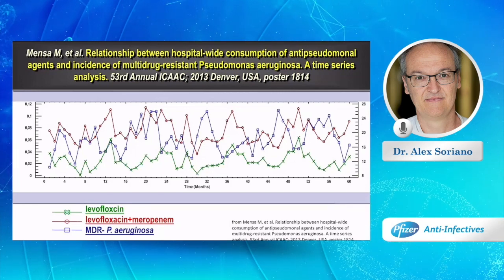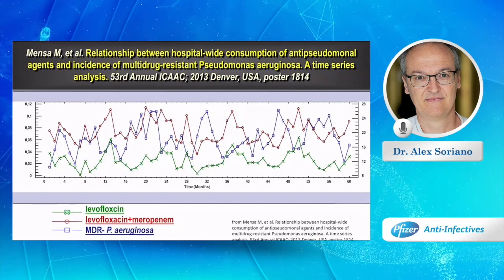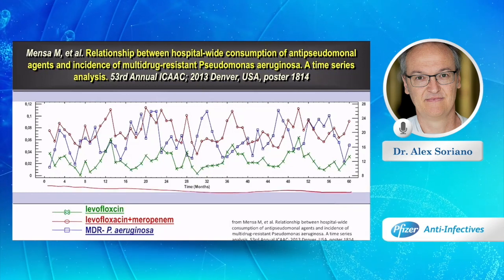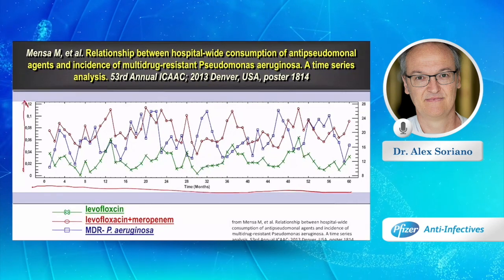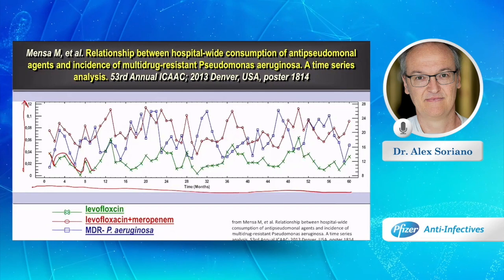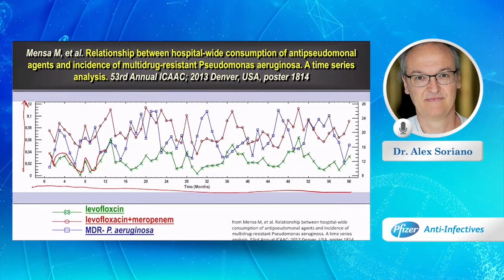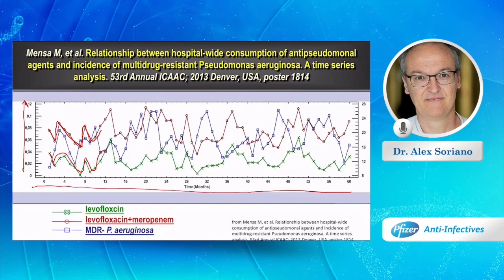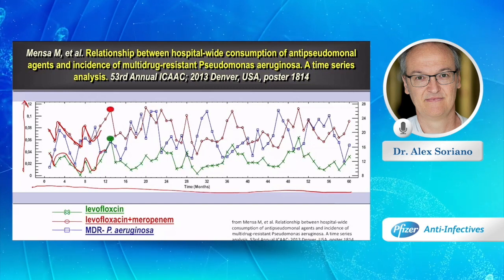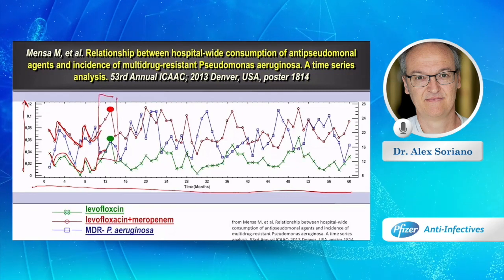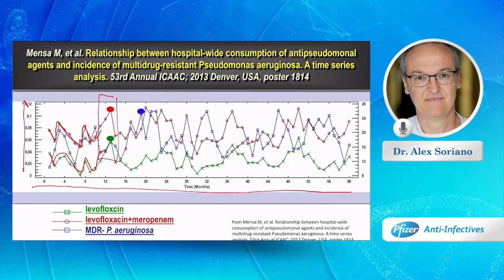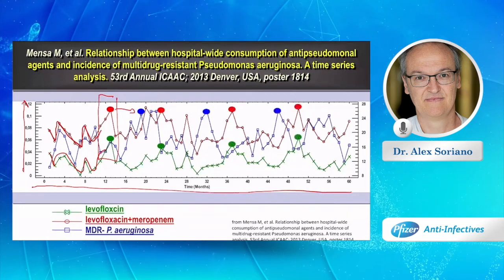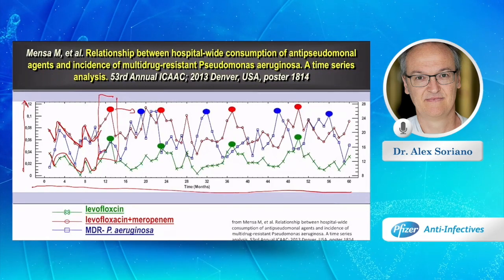There is another aspect that we also consider to prefer a beta-lactam plus a macrolide instead of a quinolone. This is data from my institution over 60 months, and this is the prevalence of different items. The green one is the prevalence of use of levofloxacin. In red, we have the prevalence of levofloxacin plus meropenem. And in blue, the prevalence of multidrug-resistant Pseudomonas. What happens is that every time we have a peak in the consumption of levofloxacin, normally in winter, we have afterwards, 4 months later, a peak in multidrug-resistant Pseudomonas. Here you can see that it happens quite regularly, and indeed this was statistically significant.